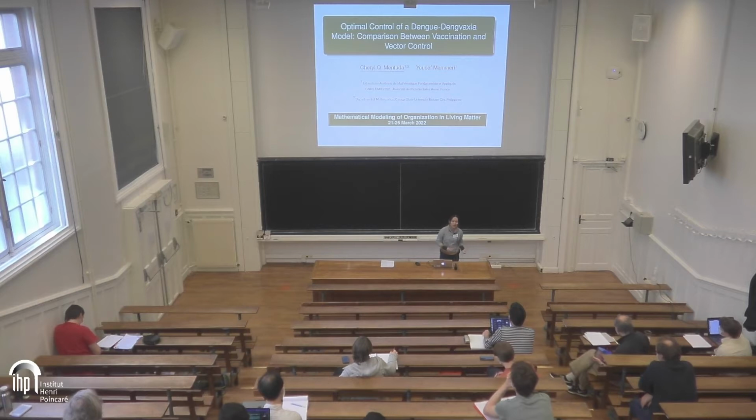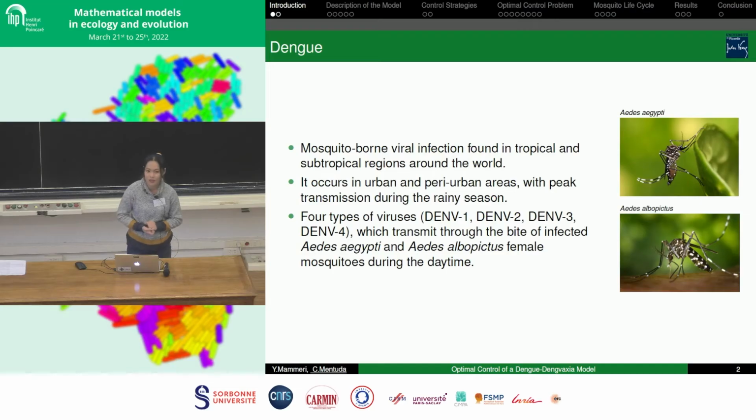So previously it was already discussed what is dengue, but please allow me to give a short introduction. Dengue is a mosquito-borne viral infection found in tropical and subtropical regions around the world. In most cases, dengue is a self-limiting illness. When infected with one strain of virus, you will be immune all throughout your lifetime. But when infected with a new strain of virus, a more severe form of dengue will occur, which is known as dengue hemorrhagic fever.